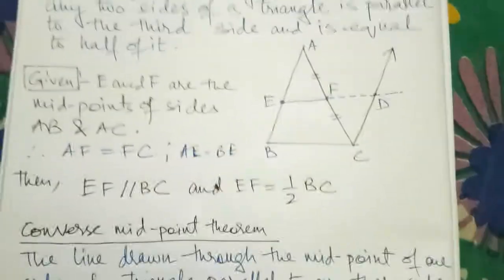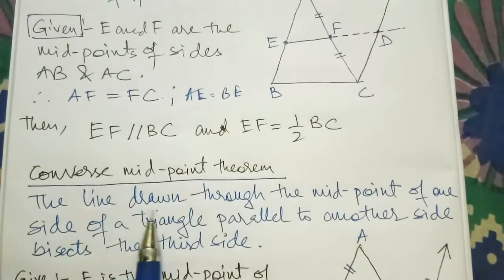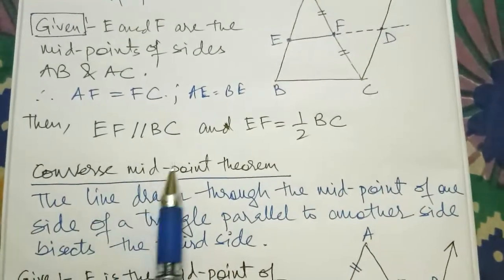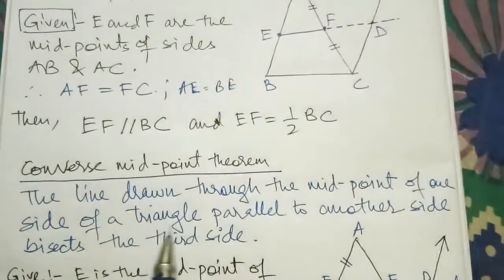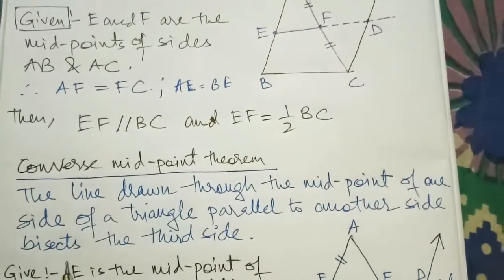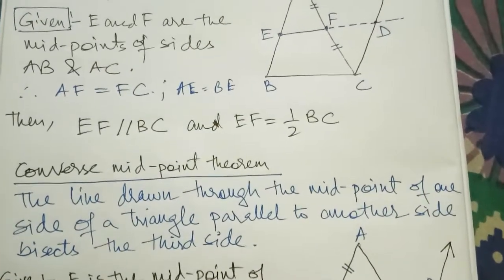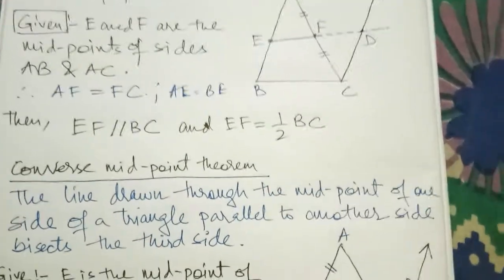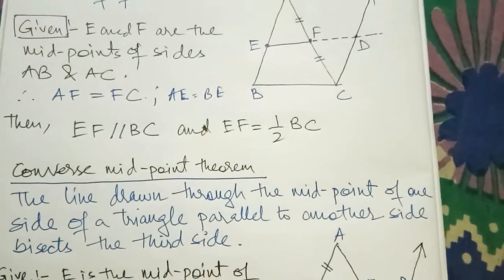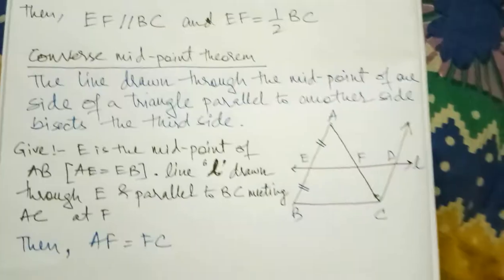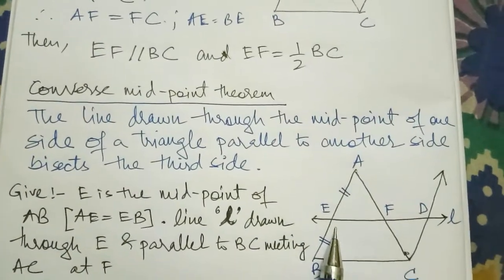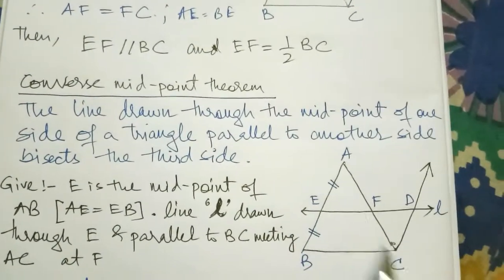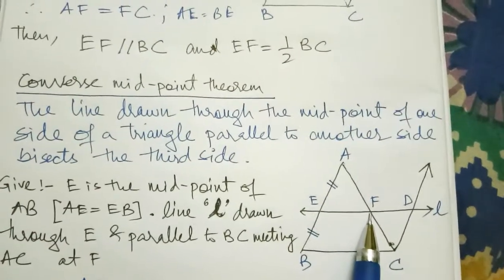Okay. Now the opposite of this theorem is given. See what is given. This is called the converse. Converse means the opposite of the theorem you have done. The line drawn through the midpoint of one side of a triangle parallel to another side bisects the third side. Then what do we write? Here you have to prove that AF equals FC. That means we have to prove that F is the midpoint.